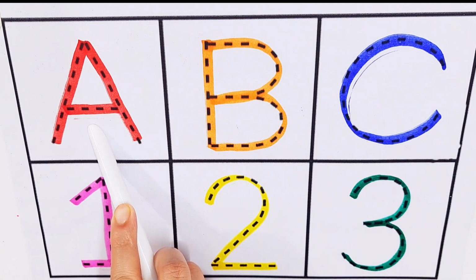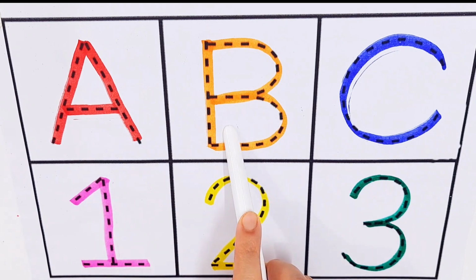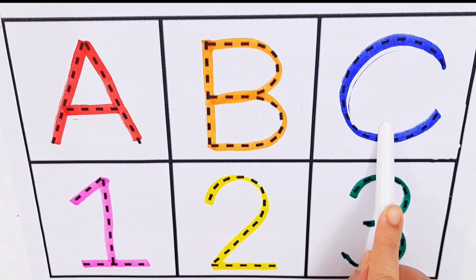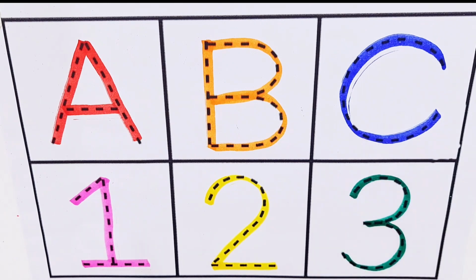A for avocado. A for ant. B for butterfly. B for banana. C for candy. C for candle. Number 1, number 2, number 3.